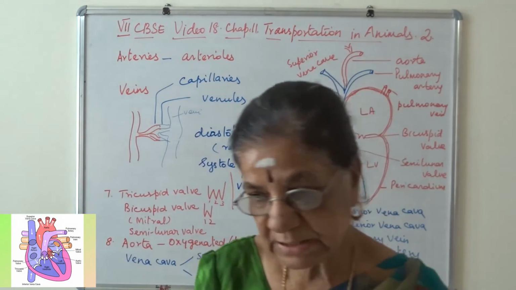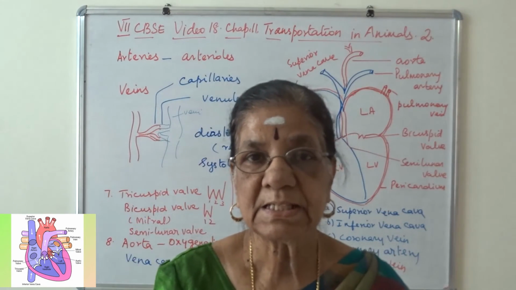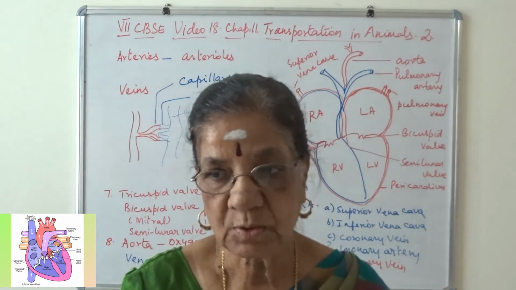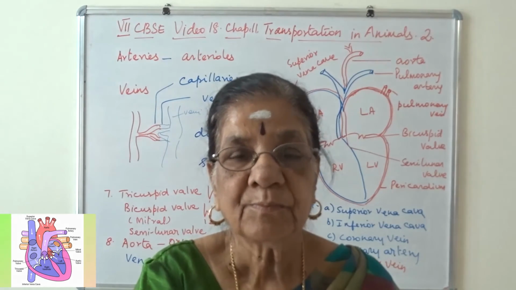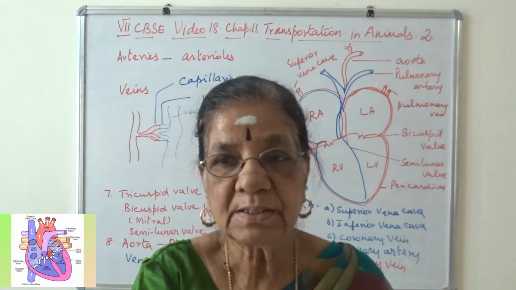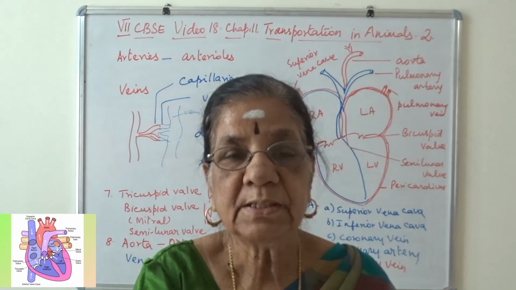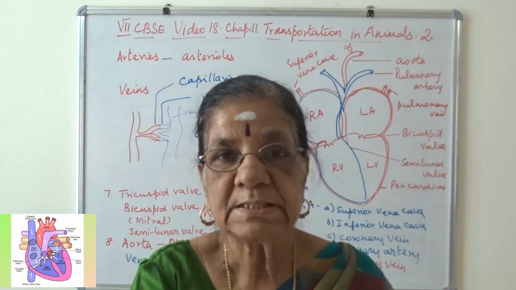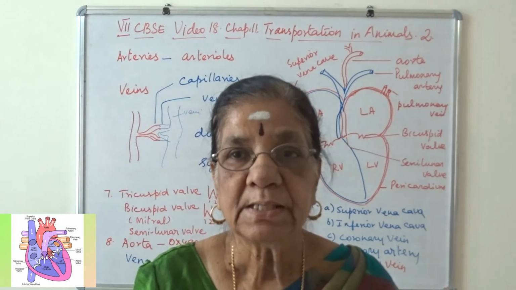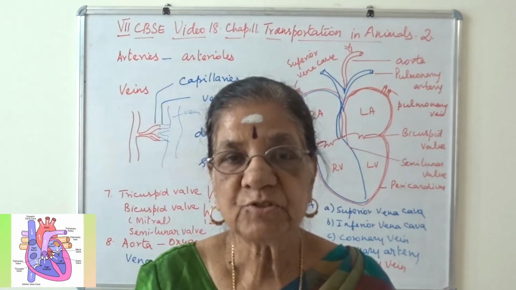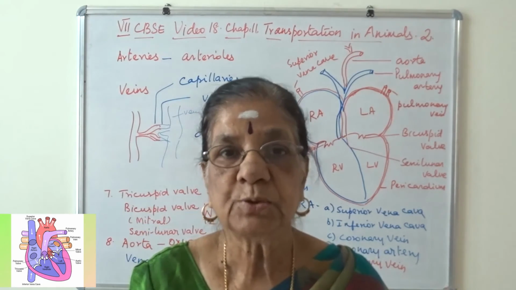Now the functioning of the heart, that contraction and relaxation, that is diastole and systole, that is the lub-dub sound. If you place your hand on the left side like this, you can feel the heartbeat, the lub-dub sound. That is the heartbeat. And for a normal person, the heart beats 72 times per minute. For 1 minute, it beats 72 times.